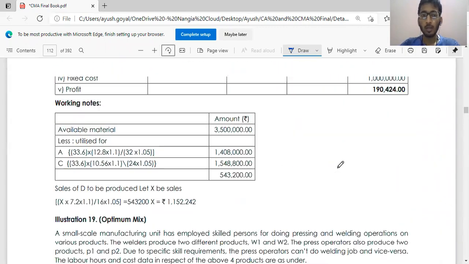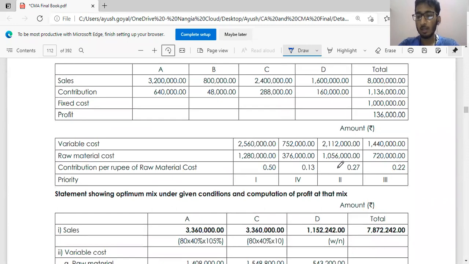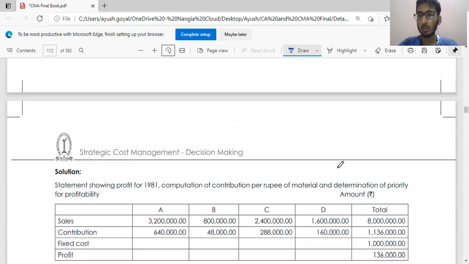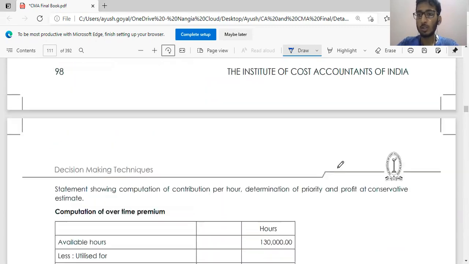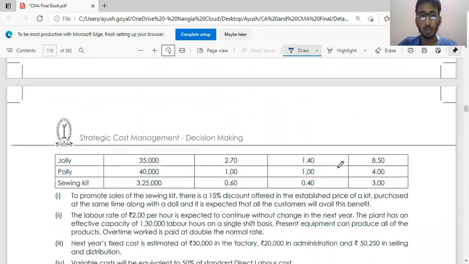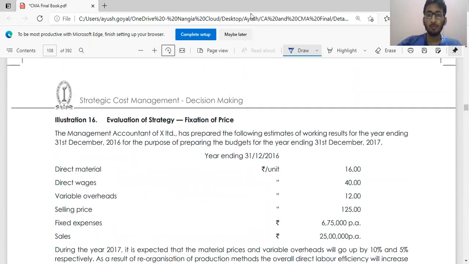Okay, so only the CMA final study material questions would be left after completion of the decision making, because as I told you, we are already doing illustrations from the CA final study material along with the topic, and all the questions in test your understanding would be your homework. Okay, so this was a really good question. I hope you guys understood the question.